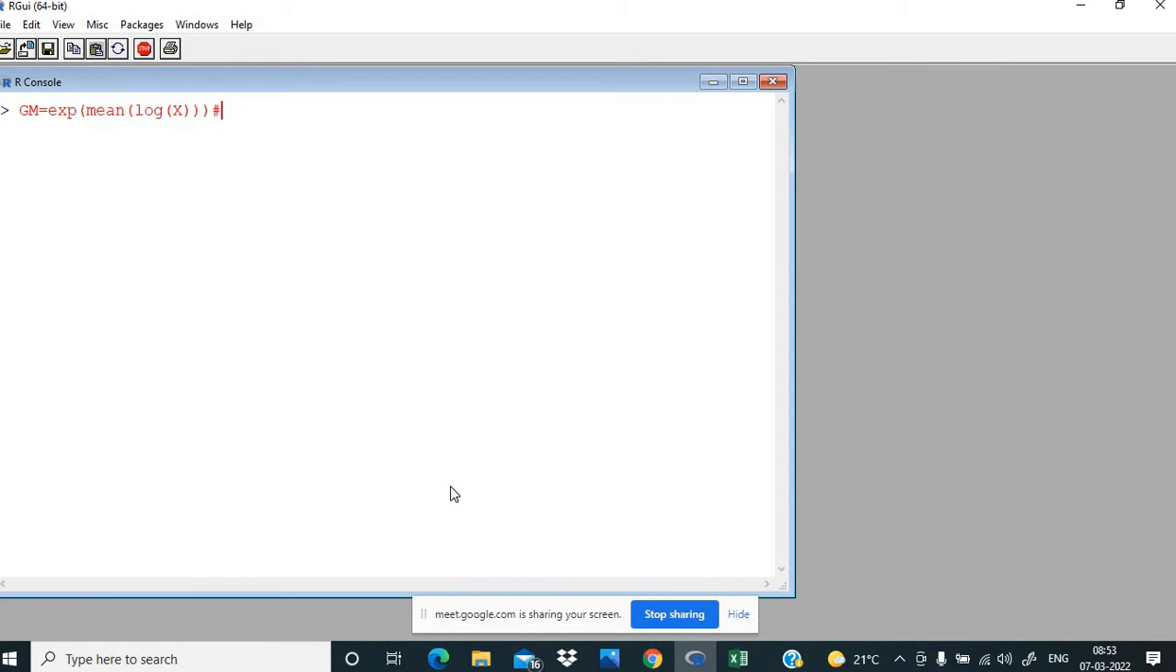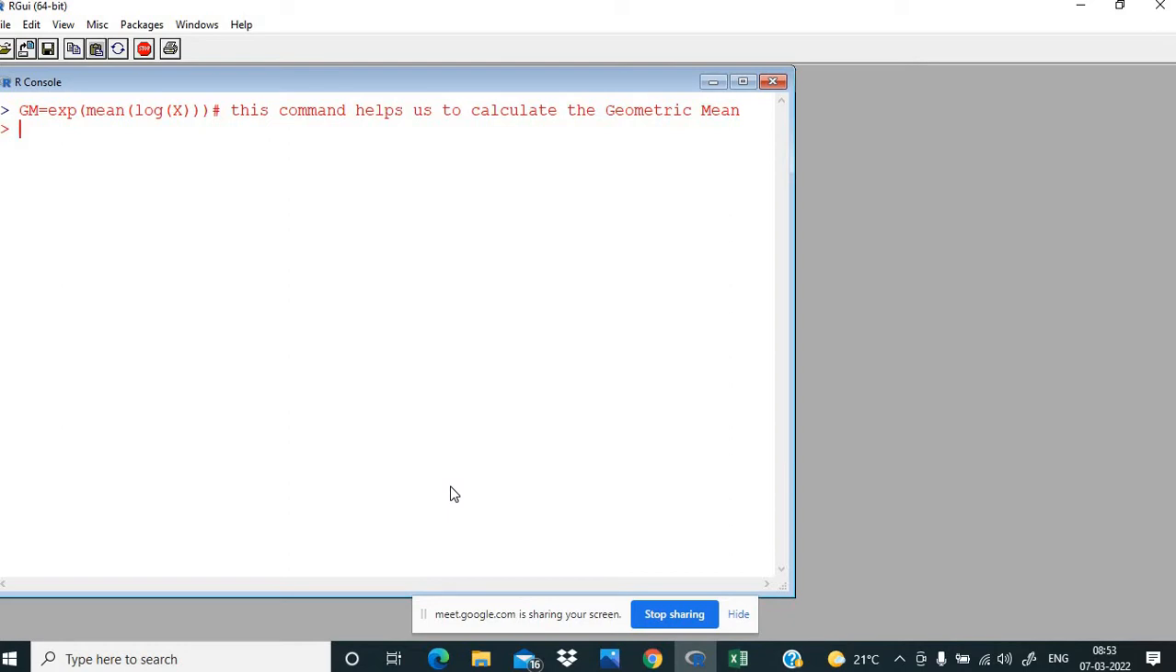I can give a hashtag and then write that this command helps us to calculate the geometric mean. Okay, now let us look at how to compute the harmonic mean.